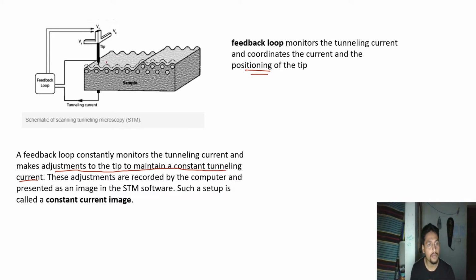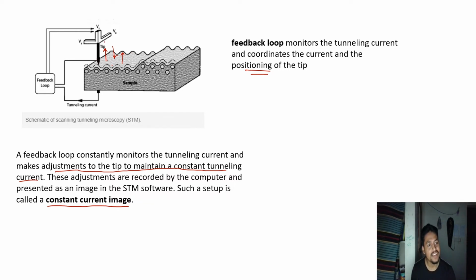Whenever it is in this position, the tunneling current will be higher, so the tip will adjust its distance. Whenever it is there, the tunneling current will be somewhat lesser, so the tip will again come back in this direction. Like that, to keep a constant current, the tip is moving. As we are always trying to maintain a constant current, this kind of imaging is known as constant current imaging. The current is actually the same in this imaging technique.